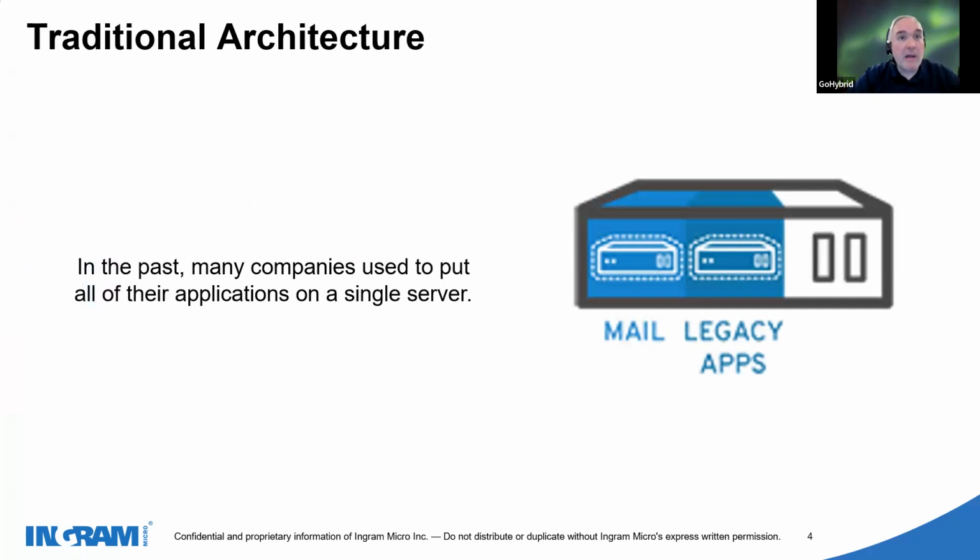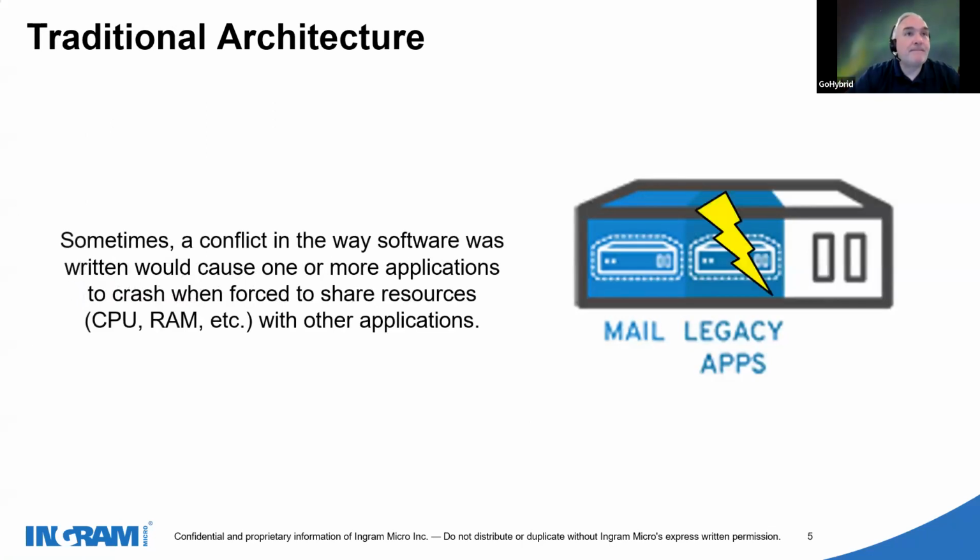In the past, many companies used to put all of their applications on a single server, as long as the server had enough memory and storage space to satisfy all the applications being installed. Sometimes a conflict in the way software was written would cause one or more applications to crash when forced to share resources like processor or memory. The same thing still occasionally happens with desktops or notebooks. Usually, closing certain applications or rebooting your system will fix it on a desktop or notebook, but those options may not be convenient to perform on a server supporting hundreds or thousands of users.